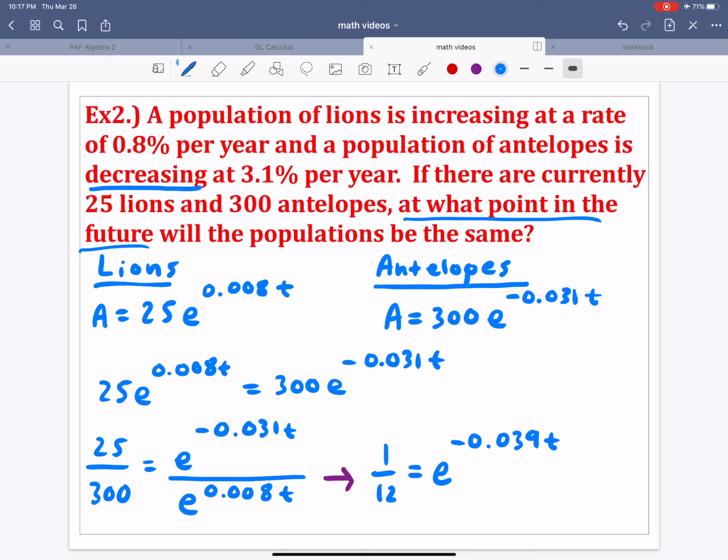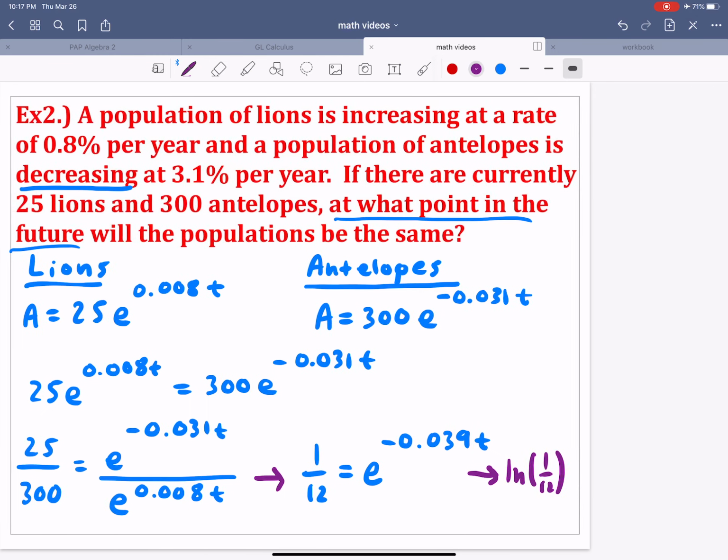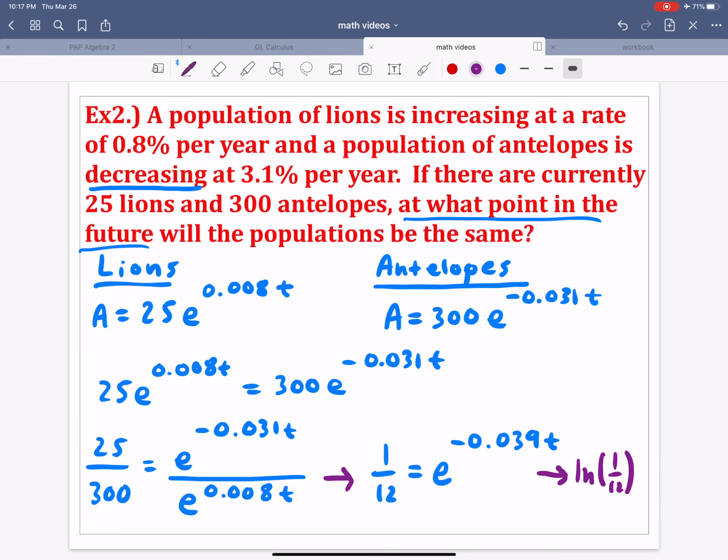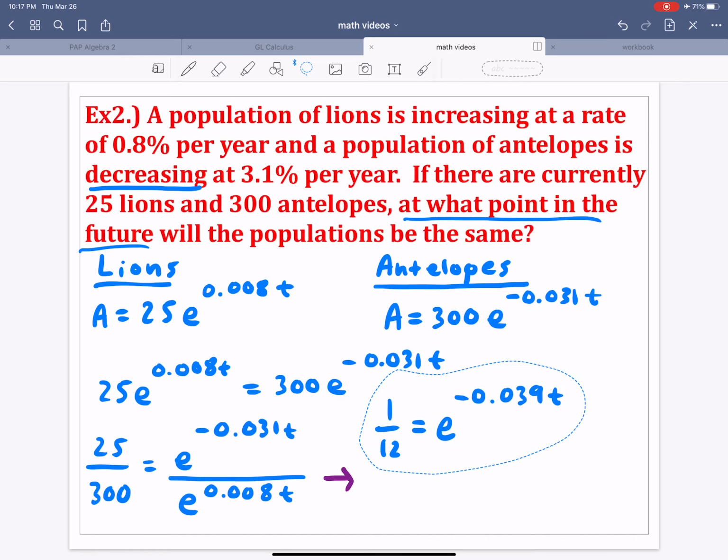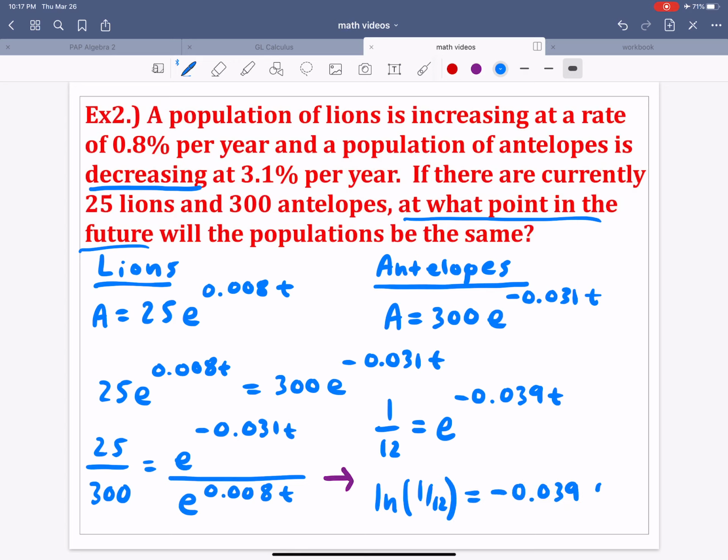Okay? All right, so then the next thing we are going to do is write this as a log equation. So we're going to do ln of 1/12. Oh no, I'm running out of room. Sorry about that. I didn't plan this very well. Let me try and move this up here. And then I should be able to squeeze it in. Okay, so let's write this out as the ln of 1/12 equals negative 0.039 times t.